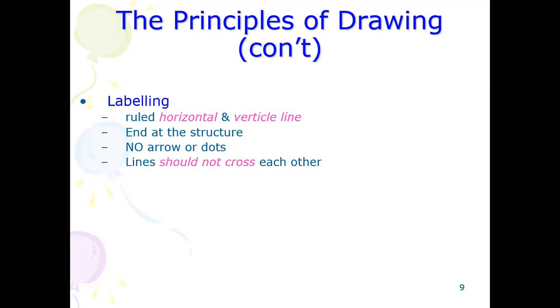And the lines must not cross each other. So label lines do not cross each other. That's why I ask you to use horizontal lines. If you start to use slanted lines, you start to see crossing here and there, very messy. Cannot. Annotation is additional notes, right? Usually we write it as a bracket behind the label.